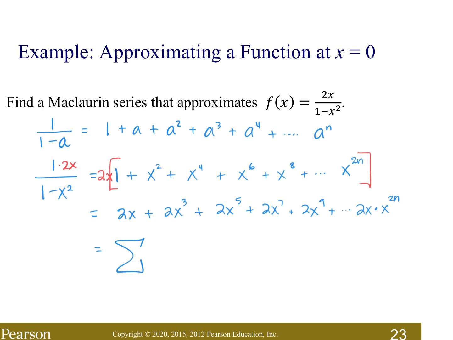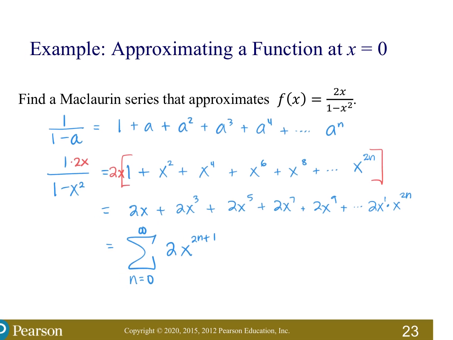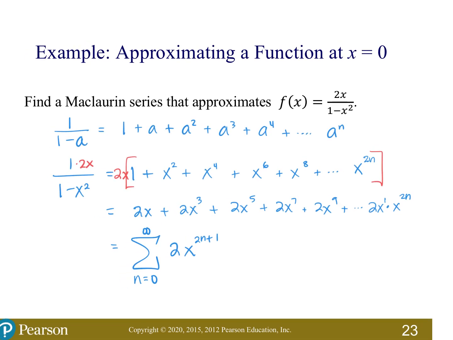So it's 2, and then the combination of the x's, so this is x to the 1 and x to the 2n, would be x to the what? 2n plus 1, because you add the powers. As long as n starts with 0 and has no end. So now you have the Maclaurin series with the general term.